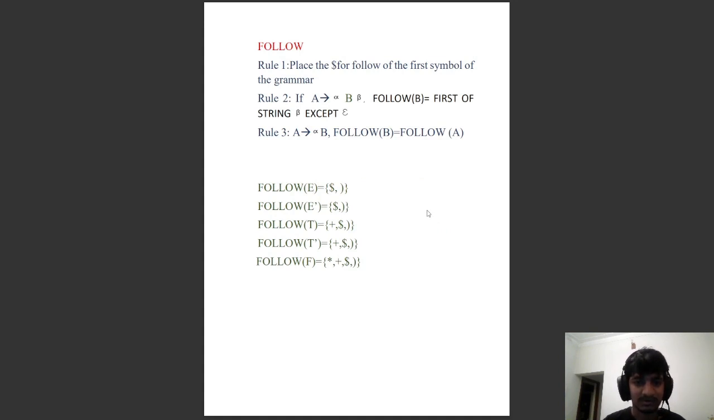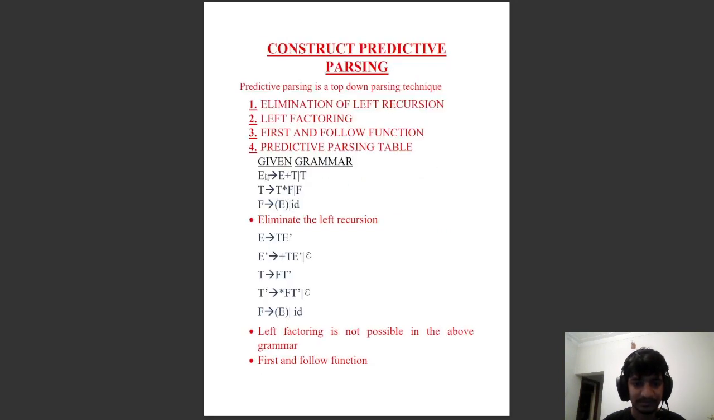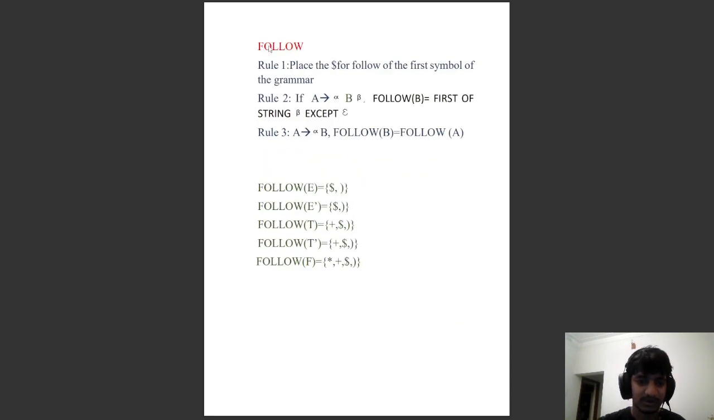Rule 1 to find follow is to place the dollar symbol in the follow of the first symbol of the grammar. So for example here, the grammar starting symbol is E, so for follow of E, you place the dollar sign. Then rule 2 is if A tends to alpha B beta, follow of B is equal to first of beta except epsilon. And rule 3 is if A tends to alpha B, follow of B is equal to follow of A.